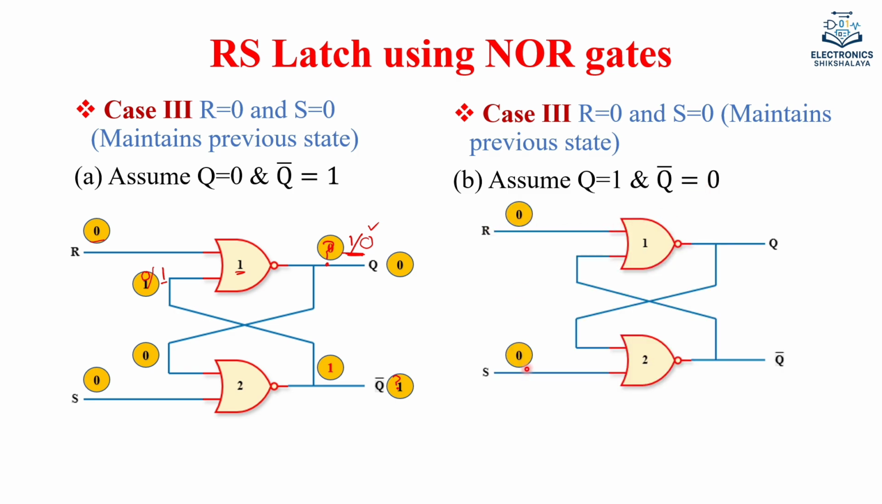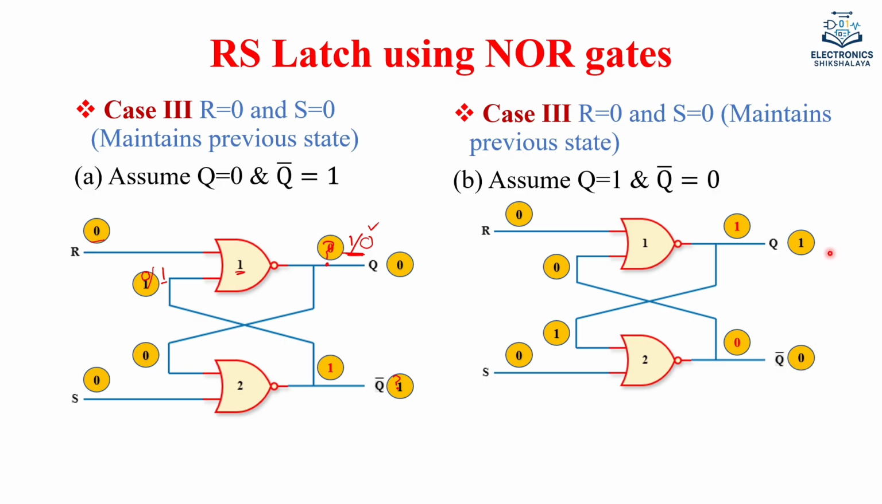So R and S values are both 0, 0. We have assumed this Q value equal to 1 and Q bar equal to 0. So this 1 comes over here, you can see, and this 0 comes over here. So 0, 0, what will the output? The output will be 1. Similarly, this is 1 and 0, what will the output? This will be 0. So you can see we have assumed Q equal to 1, and we have got Q equal to 1 also. Here also, Q bar equal to 0 we have assumed, and Q bar equal to 0 we have got.